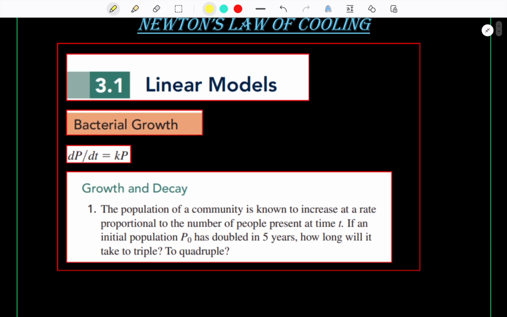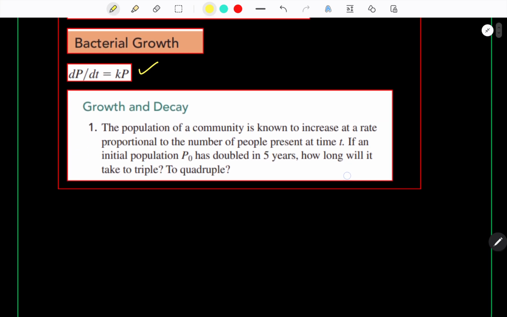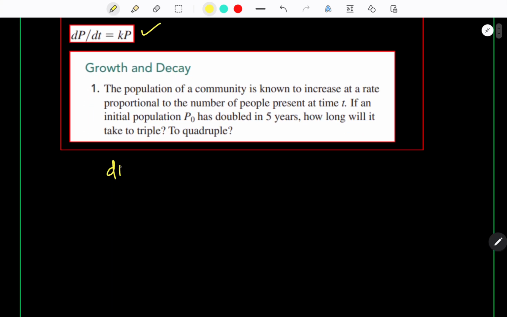Population is also related to bacterial growth, right? So what is the differential equation for bacterial growth? The differential equation for the bacterial growth is dp divided by dt is equal to k times p. This is the differential equation.